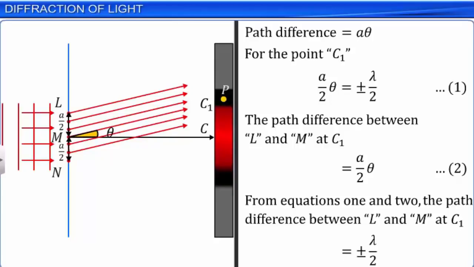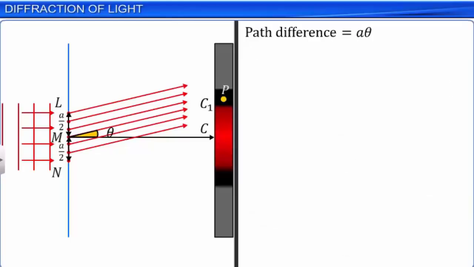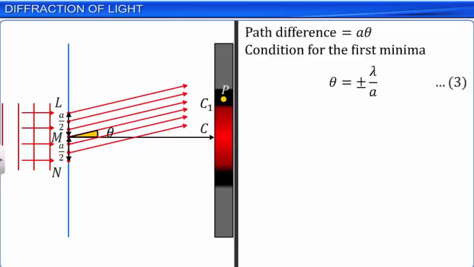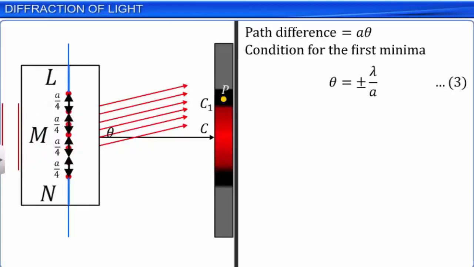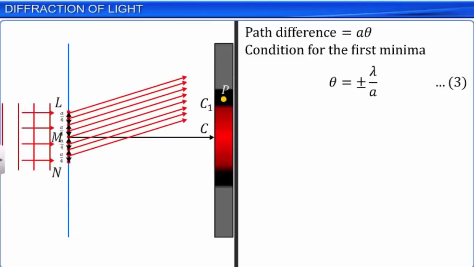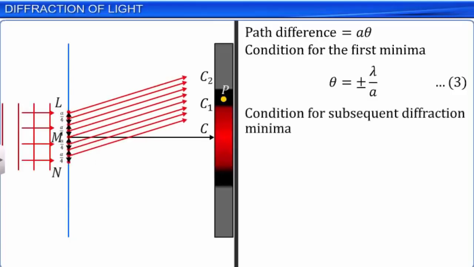Hence, the condition for the first minima is theta is equal to plus or minus lambda by A. Let this be equation 3. Equation 3 implies that the central maxima can be made wider by making the slit narrower. We can also divide the screen into 4 parts, 6 parts, and so on. And using a similar argument, we can show that the subsequent diffraction minima occur whenever theta is equal to plus or minus 2 lambda by A, plus or minus 3 lambda by A, and so on.